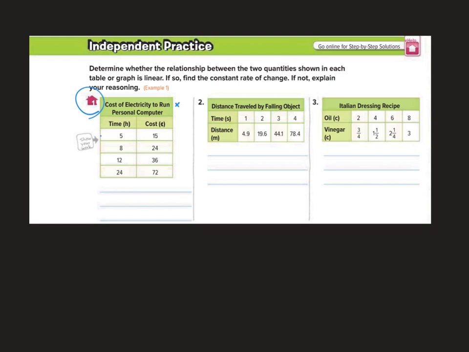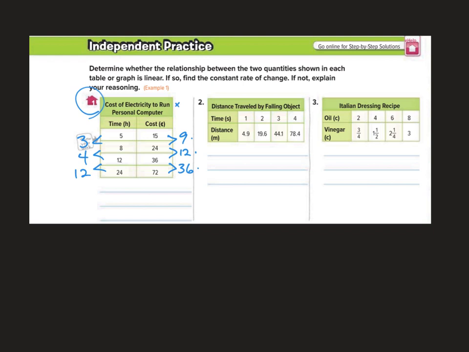So we've got our time in hours going up from 5 to 8 is 3, from 8 to 12 is 4, and from 12 to 24 is 12. Now the cost goes up from 15 to 24 is 9, from 24 to 36 is 12, and from 36 to 72 is 36. So the first thing I want you to notice is 9, 12, and 36 are not consistent or even increases, but neither is 3, 4, or 12 for time.